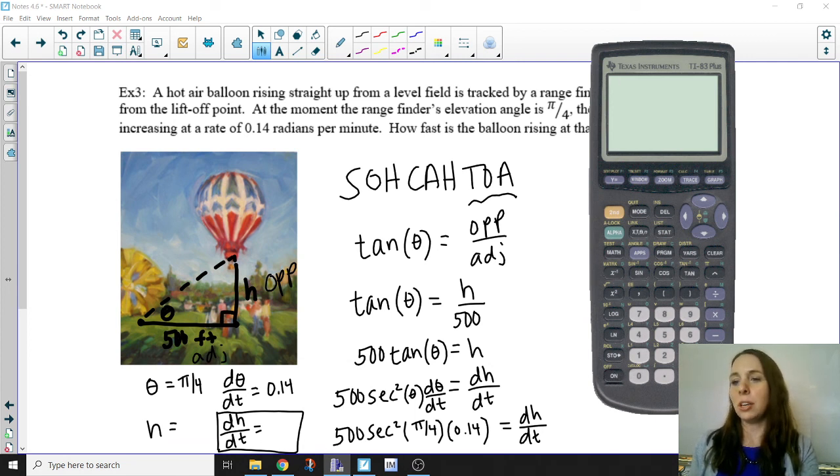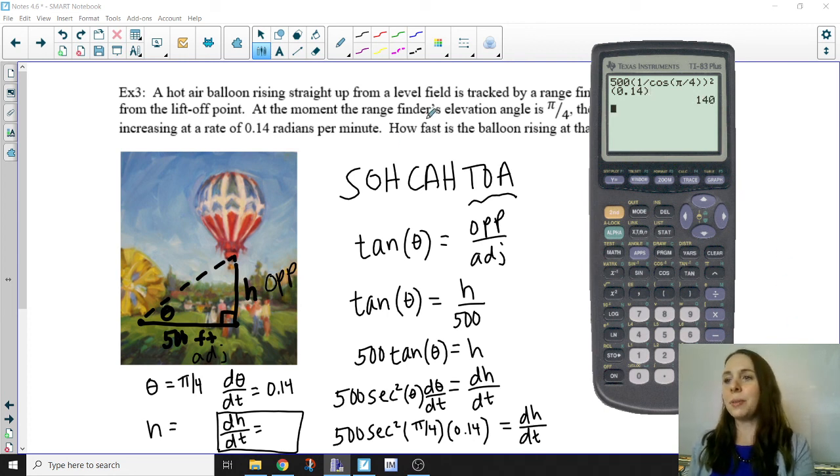Meanwhile, I'm here teaching. All right, so we can type this all into the calculator at once. Watch this. 500 secant is 1 over cosine of pi over 4, squared, times 0.14. 140, that sounds nice, right?